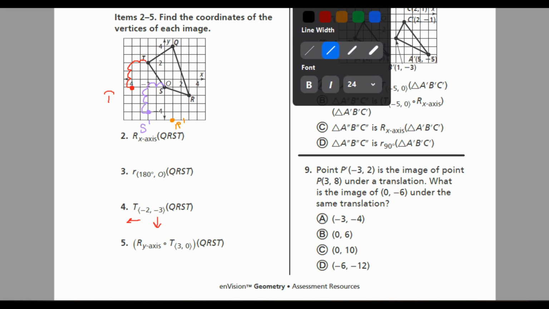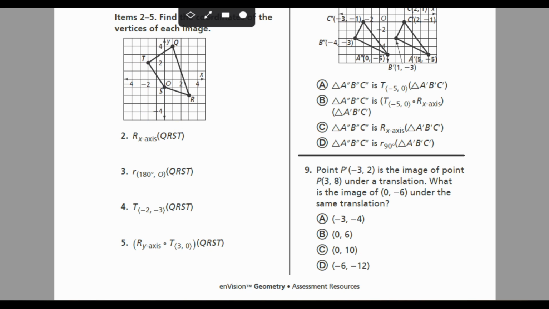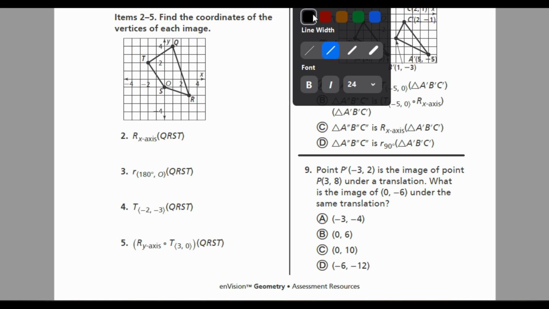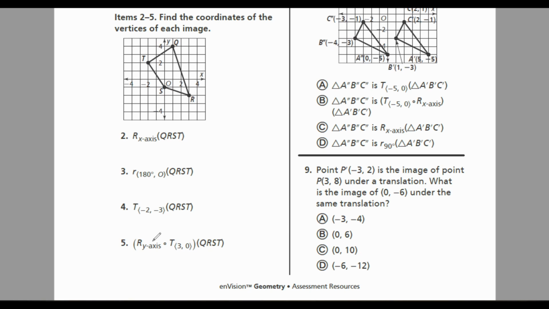Now our last one's a glide reflection. This is an important one, so we'll do the whole thing for this one because this has 2 steps, and we do these right to left. So we translate first, then reflect. That's supposed to say second. Hold on. All right.